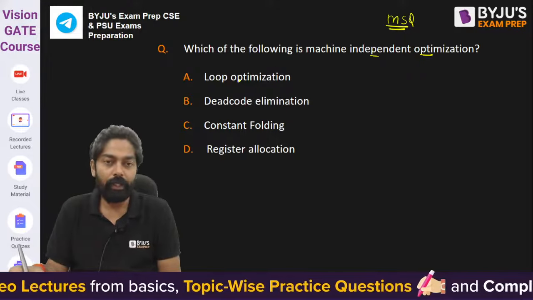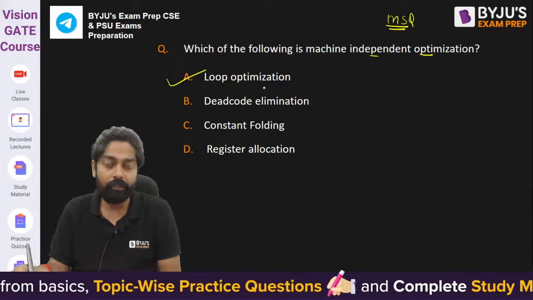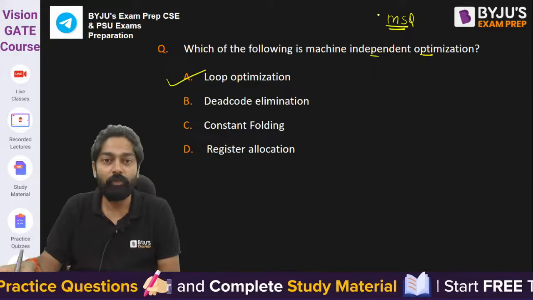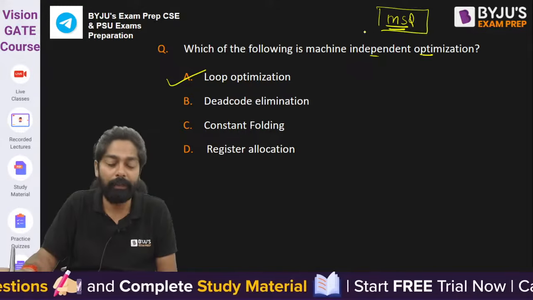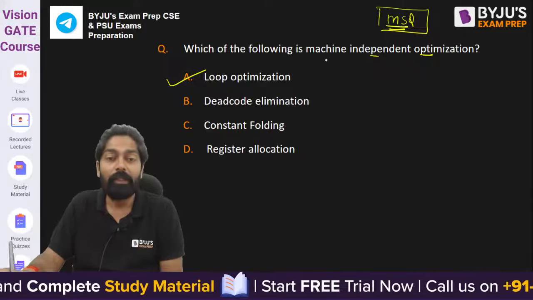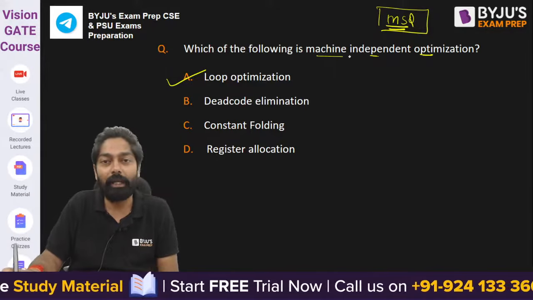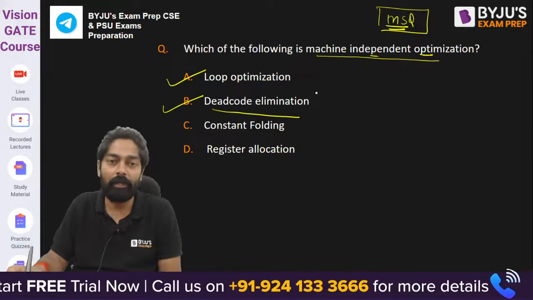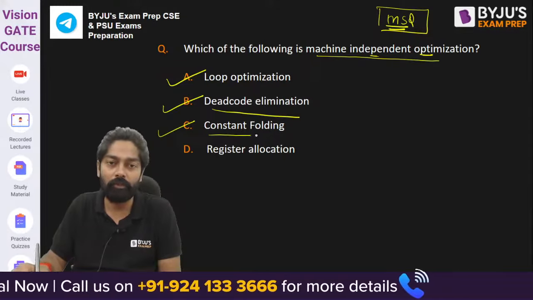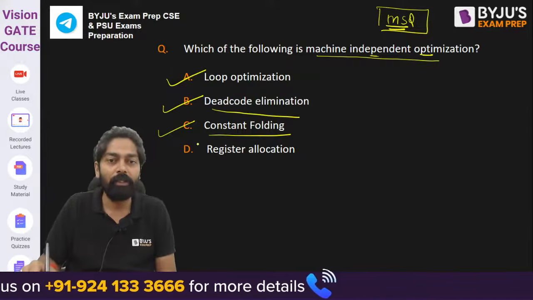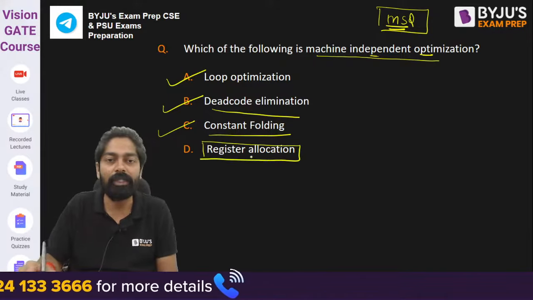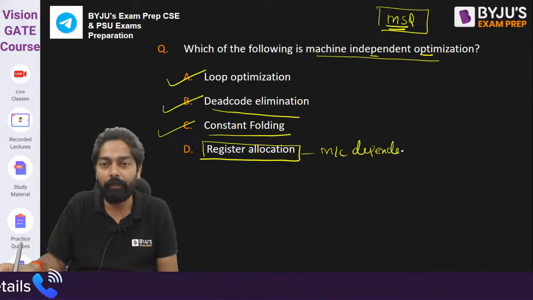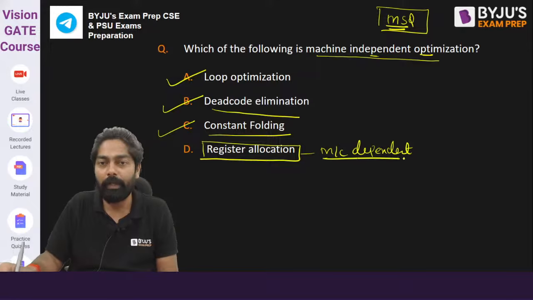So MSQ question, I think everyone knows. Loop optimization, my dear friend, is a machine independent optimization. It is an MSQ question, multiple select question. Dead code elimination is also a machine independent optimization. Constant folding is also a machine independent optimization. Register allocation, my dear friend, is machine dependent optimization.